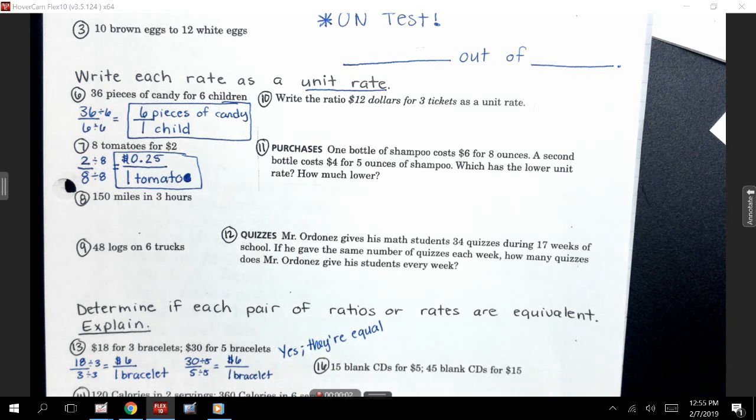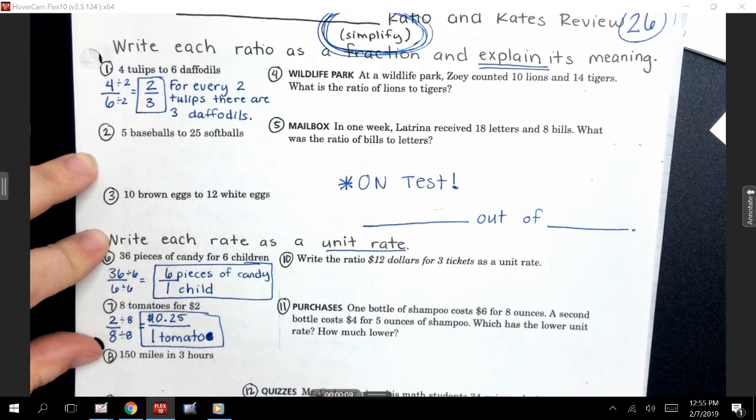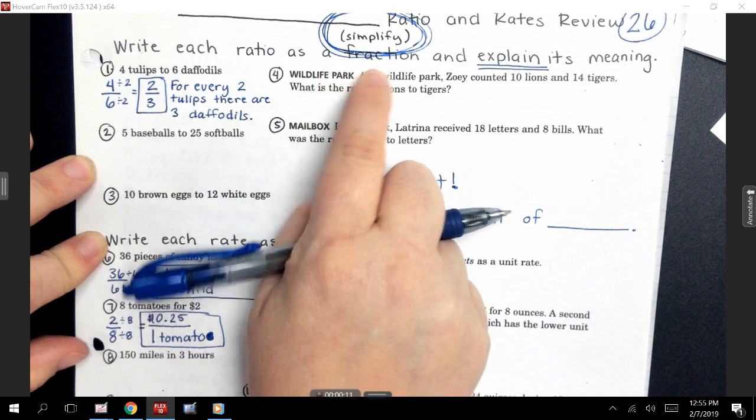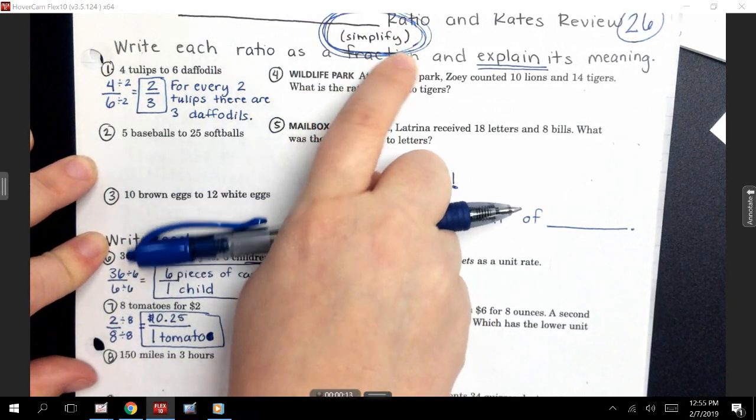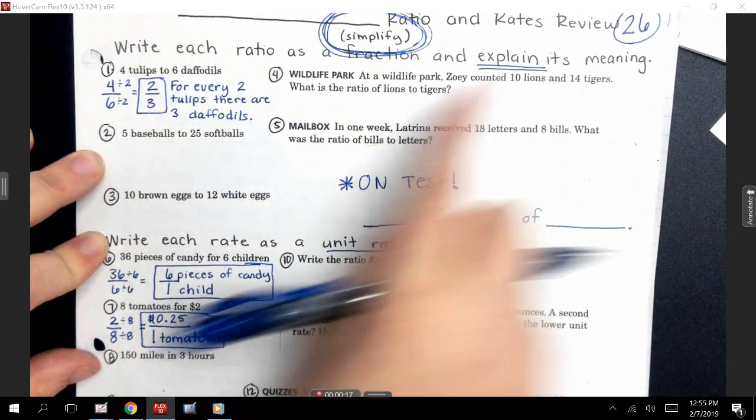All right, so continuing to go over the Rates and Reviews study guide. Looking at number 2, we're talking about writing the ratio as a fraction, making sure we simplify. Remember, simplify does not mean 1 goes on the bottom. We just make it smaller, and explaining its meaning.